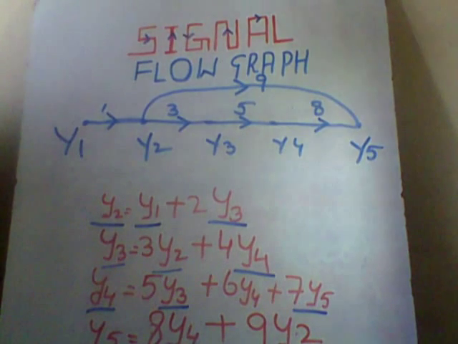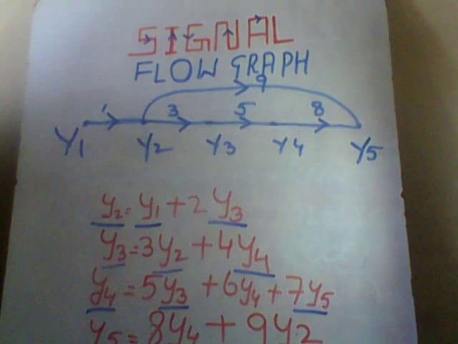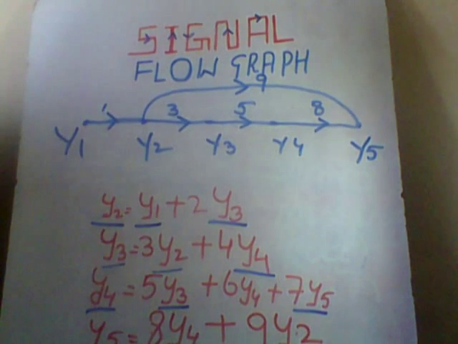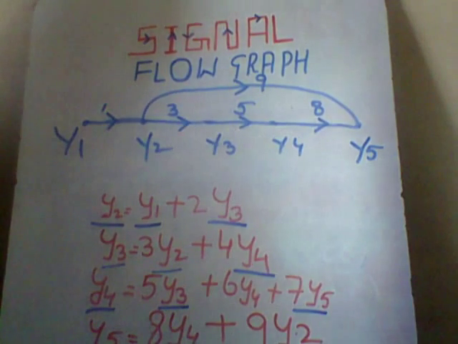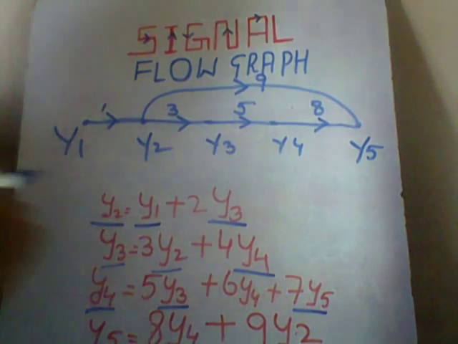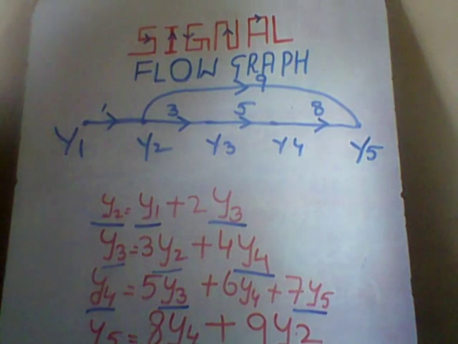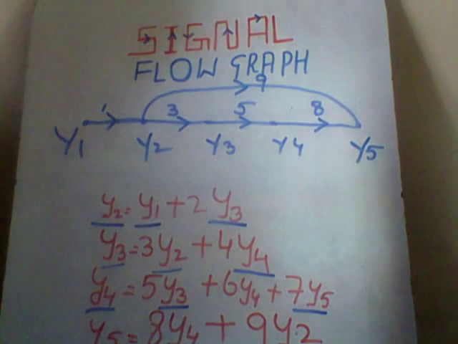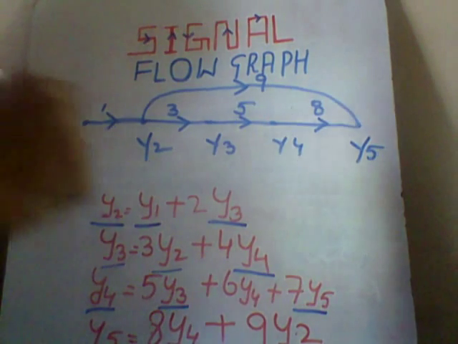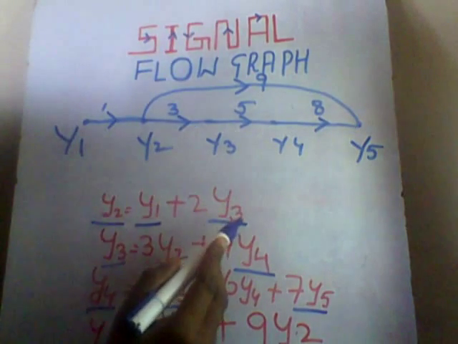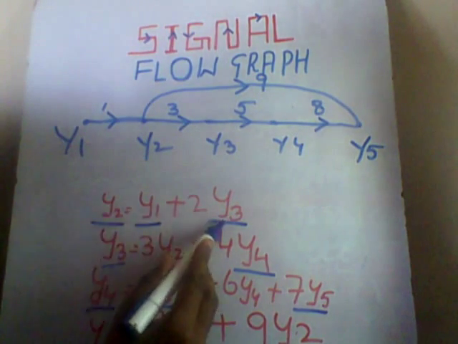What is a loop? A loop is a path that terminates on the same node where it started. Okay, now let us prove our definition. See, there is y3 to y1. Any feedback path? Yeah. See, y1 to y2 finished, and y3 to y1.